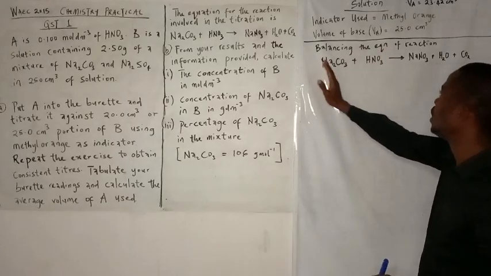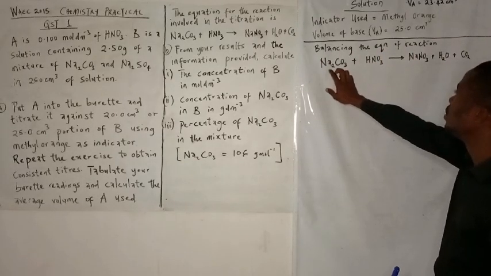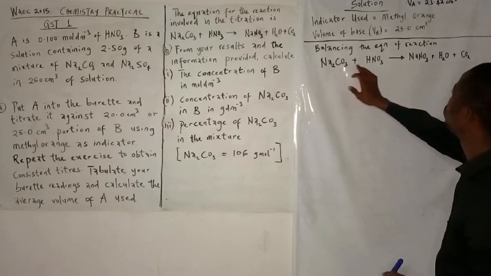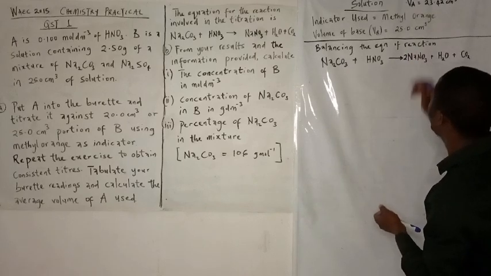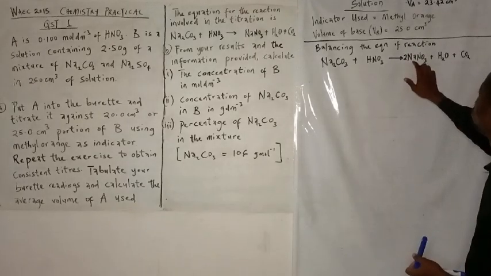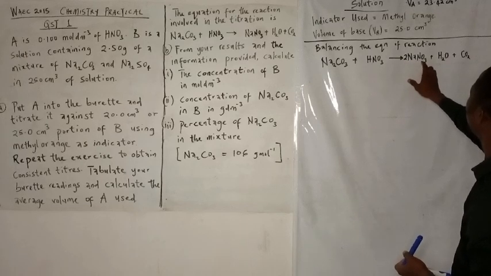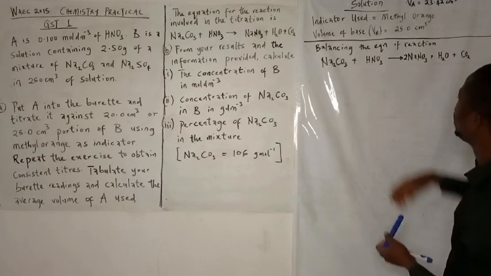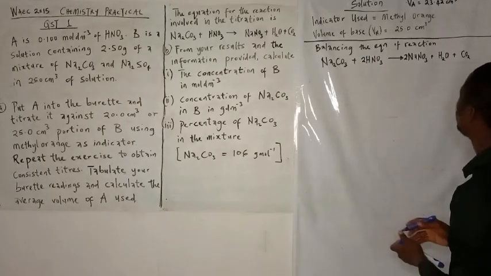On the reacting side we have this, and on the product side we have this. On the reacting side we have 2 atoms of sodium. Sodium is 2, and on the product side it is 1. So we put 2 in front here to make it 2. Now sodium is 2 here, but NO3 is 1. And so we put 2 here to make it 2.